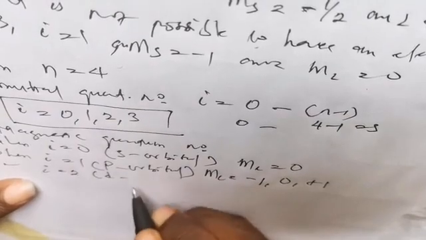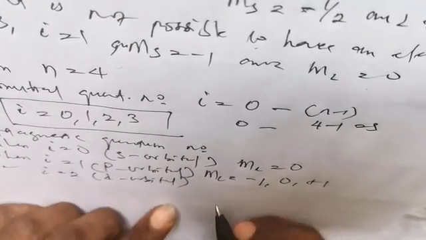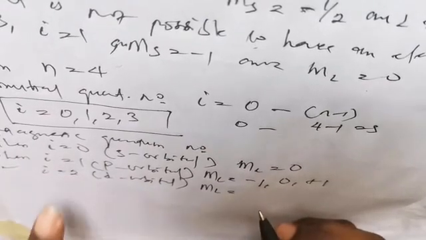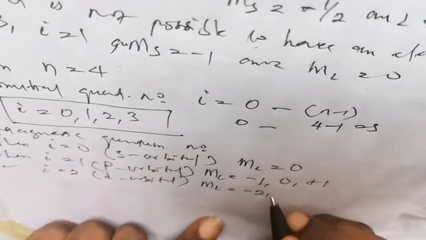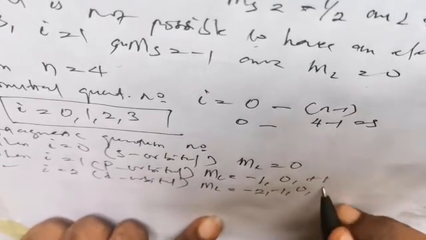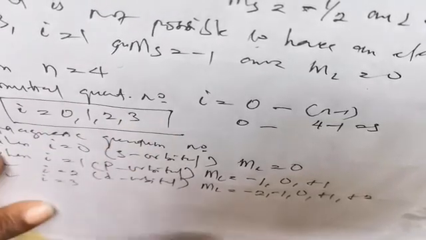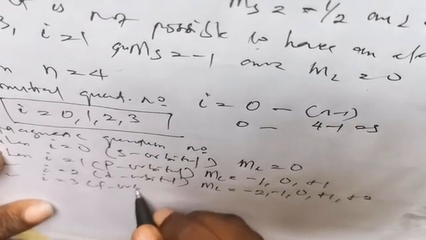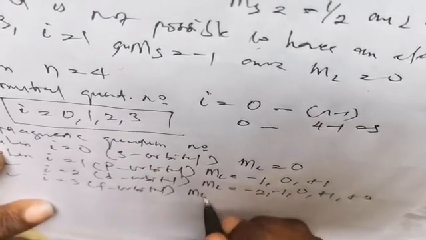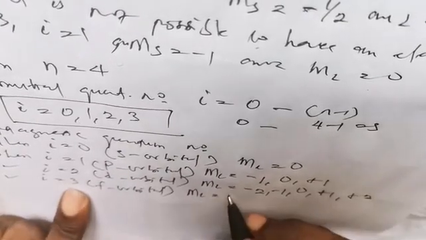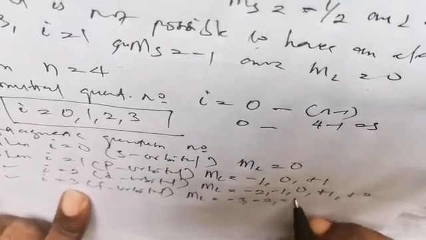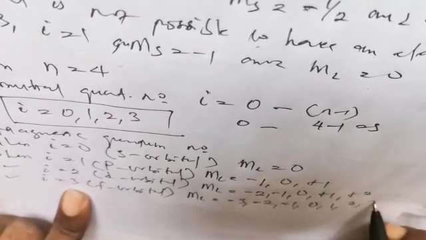When l is equal to 2, this is now the d orbital. Now the magnetic quantum number ml is, starting from -2, -2, -1, 0, +1, up to +2. Finally, when l is equal to 3, because we have 4 values of l from 0 to 3, this is the f orbital. So the magnetic quantum number starts from -3: -3, -2, -1, 0, 1, 2, and 3. These are all the values of the magnetic quantum number.